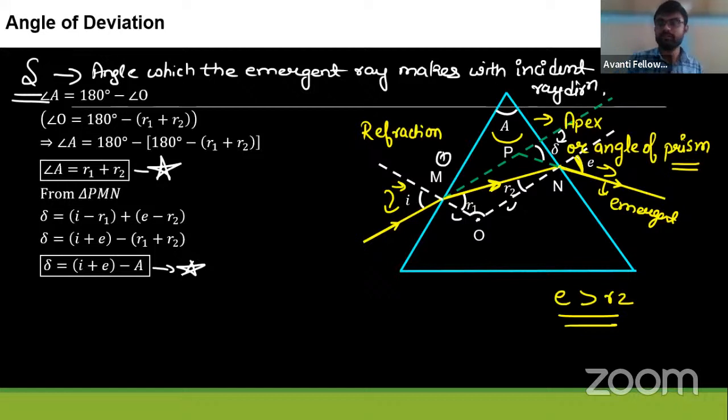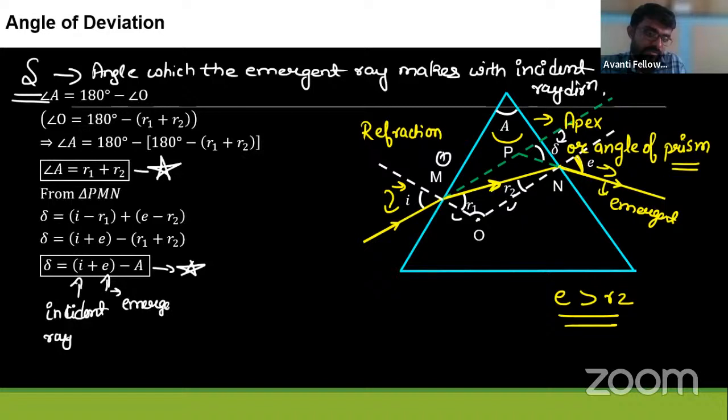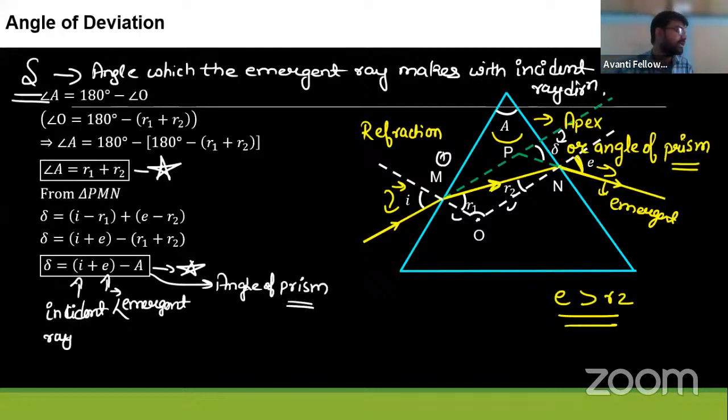This is delta. Delta means angle of deviation. So it is I. I is what? Incident ray angle. E is what? It's the emergent ray angle. A is what? It's the angle of prism. This is known as the angle of prism, or apex angle. Somewhere you'll find it as apex angle.